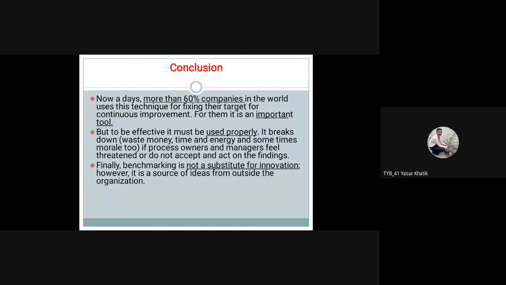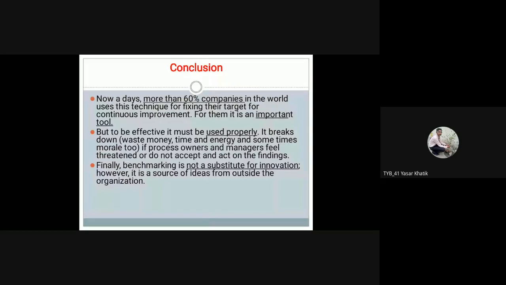पण याचा डिसएडव्हांटेजेस काय की कुठलाही बिझनेस टूल नाहीये, ही कुठलीही स्ट्रॅटजी नाहीये, पण हे प्रत्येक ऑर्गनायझेशनसाठी लागणारी एक चांगलं टेक्निक आहे म्हणून ते वापरतात. But to be effective it must be used properly. जर तुम्हाला याचा इफेक्टिव्ह रिझल्ट हवा असेल तर हे प्रॉपरली टेक्निक यूज केलं तरच तुम्हाला याचा रिझल्ट मिळेल. It wastes money, time, as well as energy, and sometimes morale too, if process owners and managers feel threatened or do not accept and act on the findings.